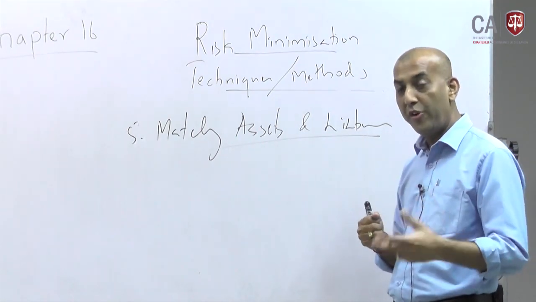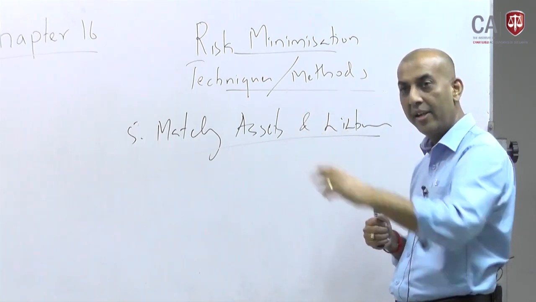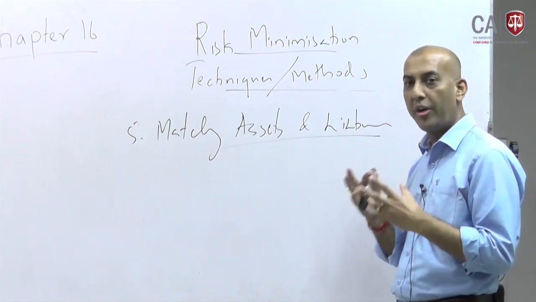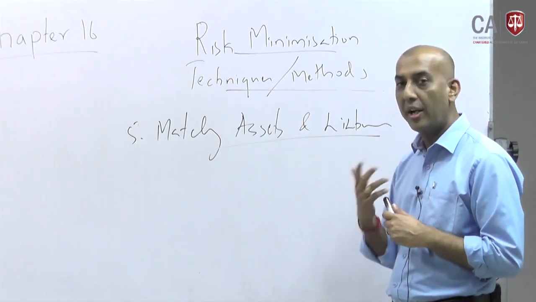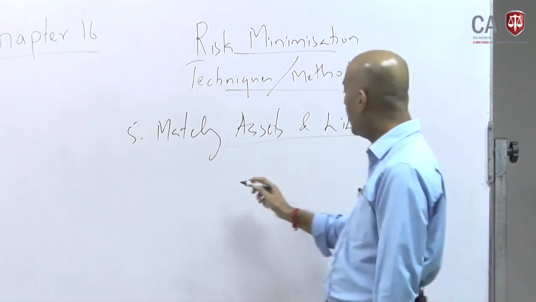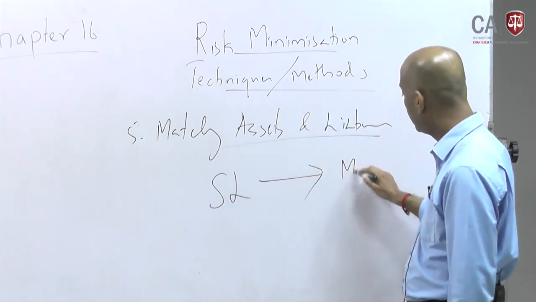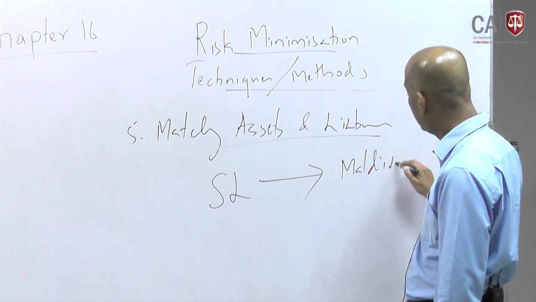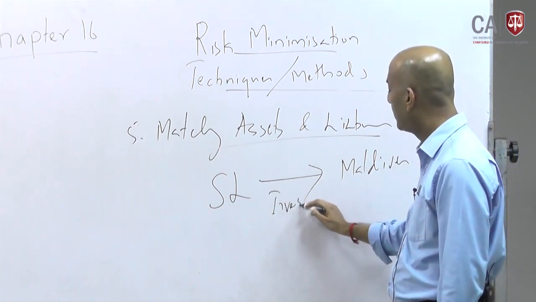So how do you set off? You have a bank account in foreign currency, put your receipts there, and pay from that. So your transactions get set off there, and you don't have to convert both transactions. Matching assets and liabilities. For example, a Sri Lankan company, say, invests in Maldives.